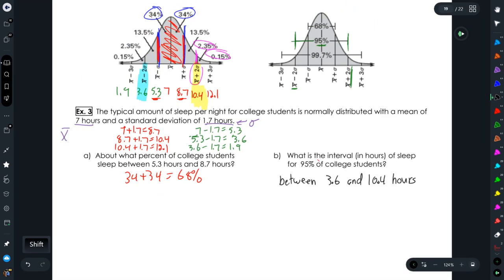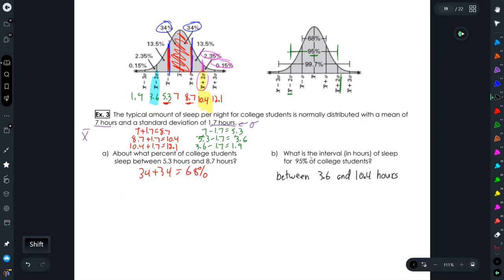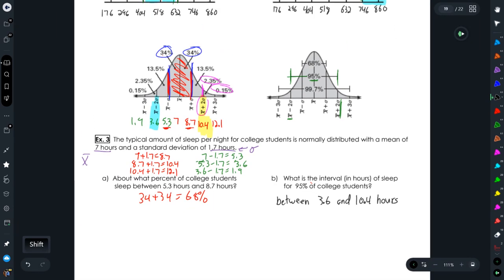So again, this concept seems very simple, but you got to know what these symbols mean. That X bar, that is your mean, your average, and that little sigma symbol, the weird looking R, the squiggly line, that's your standard deviation, and you have to be able to add that or subtract that to fill out this chart. So go ahead and try these on your own.